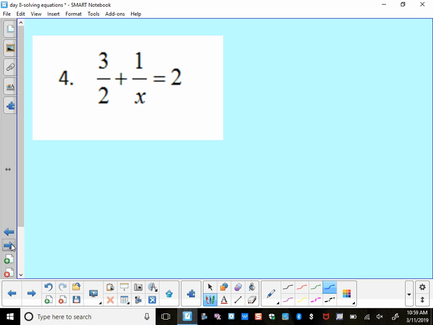All right, let's look at number 4. Before we begin, let's make sure that we're all dealing with fractions here. I have 3 over 2, 1 over x, and then 2. How do I change this positive 2 to be a fraction? Yep, let's make it over 1.